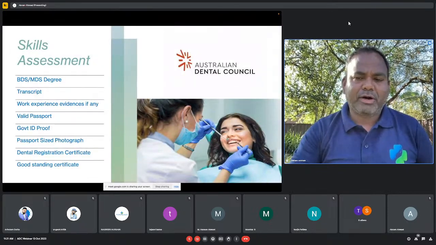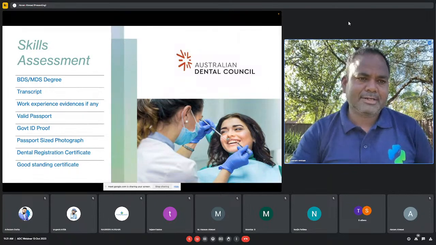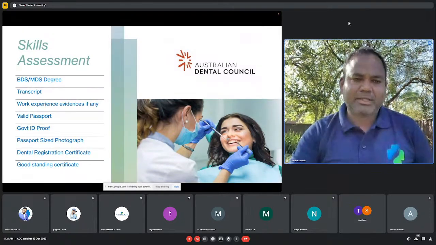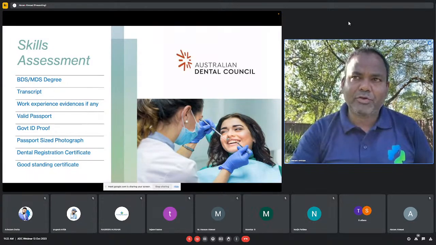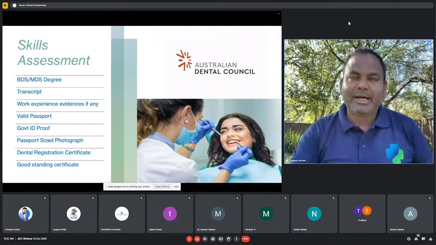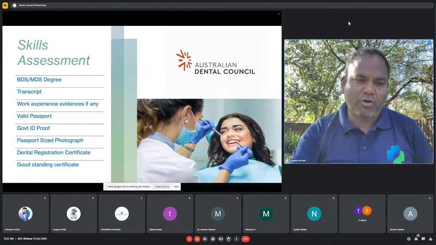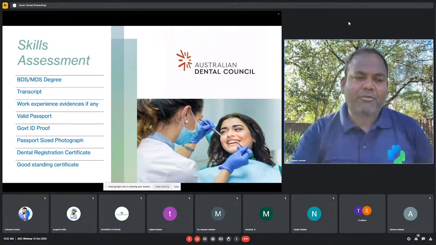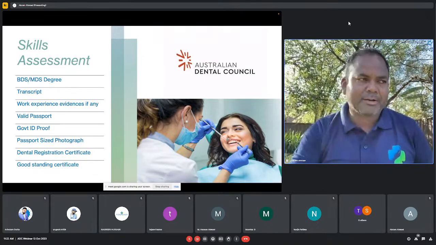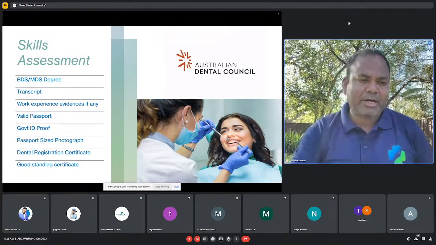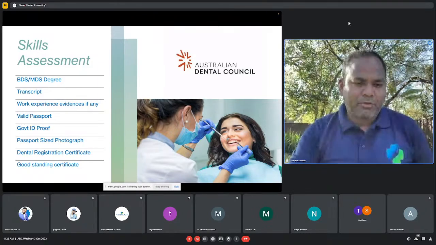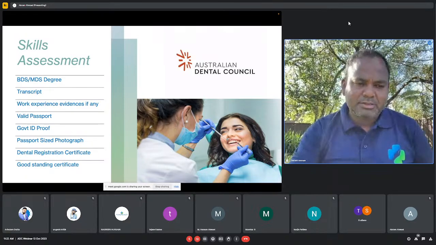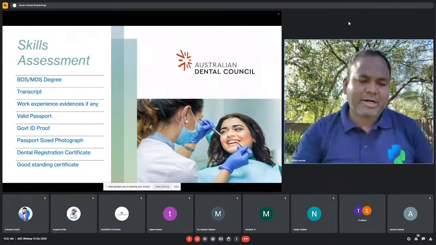So these are the documents required for step one, document verification, like your degree transcript and work experience if you have any. But work experience is not mandatory. But if you have just completed your degree and you are not working, it is highly recommended that you start working in any clinic or any hospital. Okay, and you need a valid passport, government ID proof, like for example for an Indian citizen an Aadhaar card or driving license or any other government ID you can use. And you need a passport photograph, dental registration, you must have registration, and a good standing certificate.